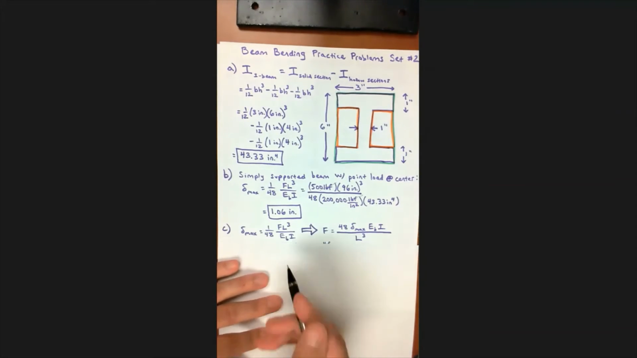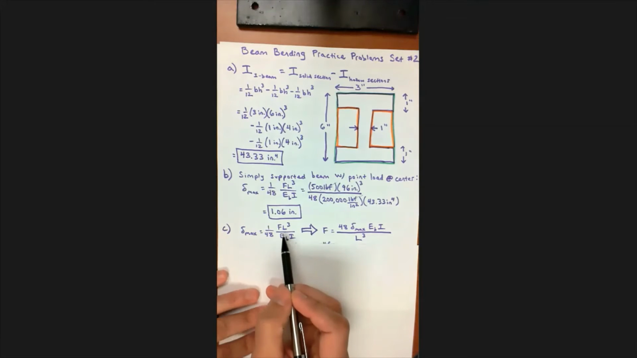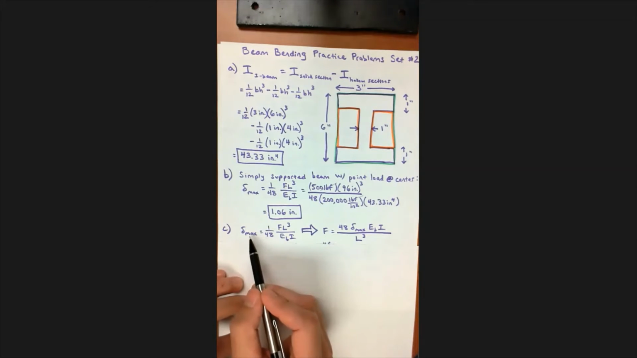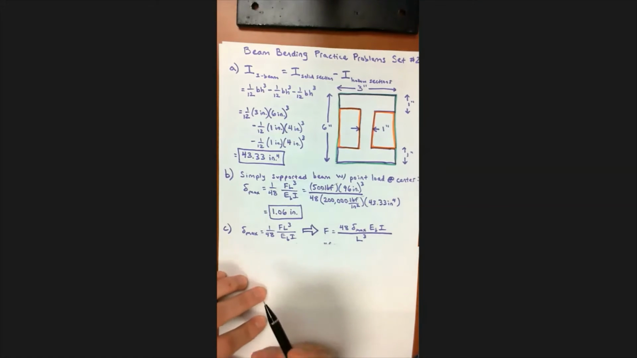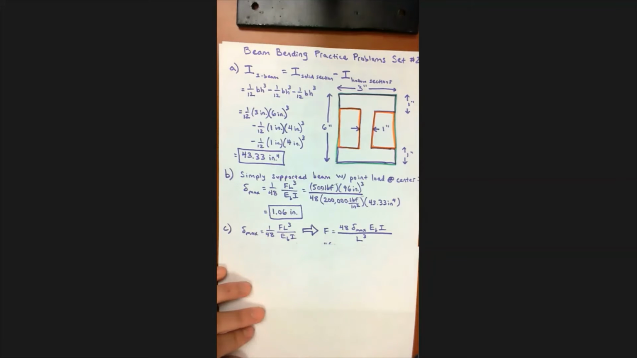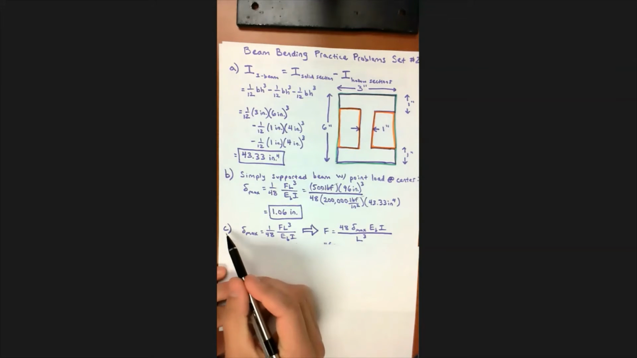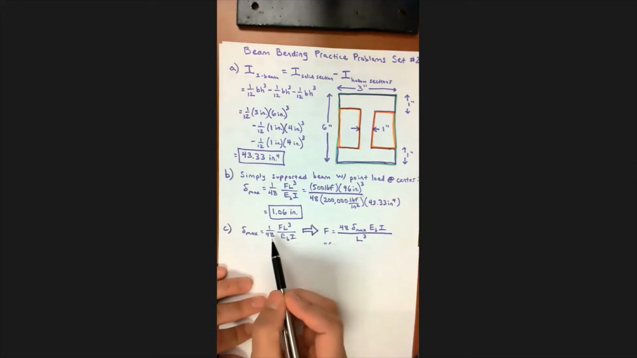Once again, this is the equation for a simply supported beam that has a point load applied in the middle, and this is for deflection. So this is the same equation as we had up here because they're both dealing with deflection. So this is the correct equation to use. And in this part, part C, we're trying to find the force. So take this equation and rearrange it to solve for force.